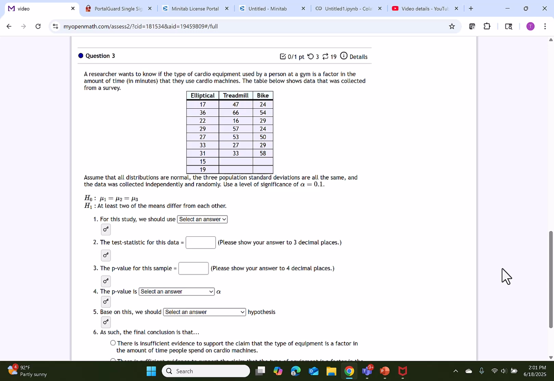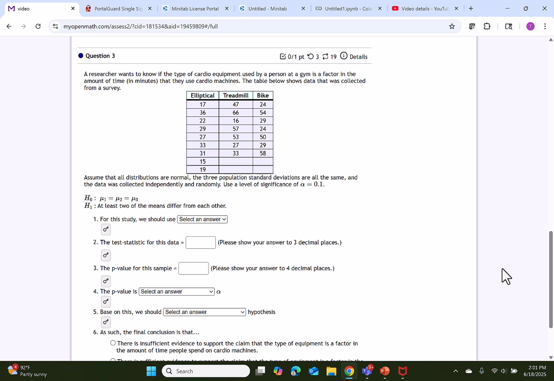We have columns for elliptical, treadmill, and bike. We're going to assume that all distributions are normal, the three population standard deviations are the same, and the data was collected independently and randomly. We're also going to use a significance level of alpha equals 0.01.